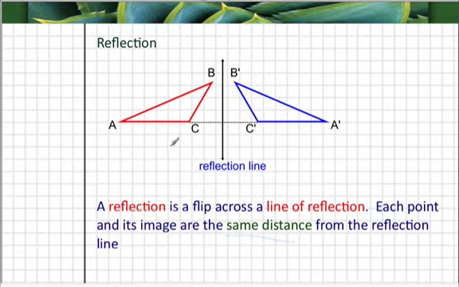So if you look at this diagram that we have here, we have triangle ABC, and then we have triangle A prime, B prime, C prime. And you'll notice that C is exactly the same distance away from the reflection line as C prime is. That's also true for B and B prime. They're exactly the same distance away from the reflection line. And of course it's true for A and A prime as well. This line here that it's been folded over or flipped over, of course, is the reflection line.